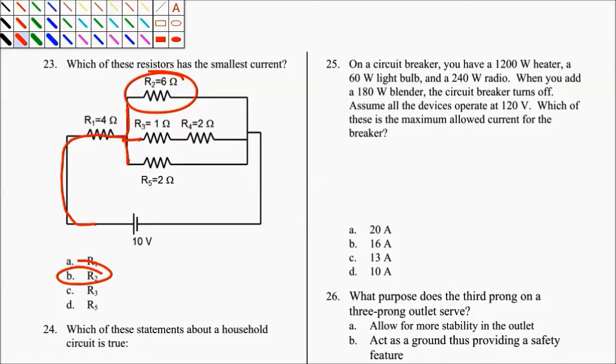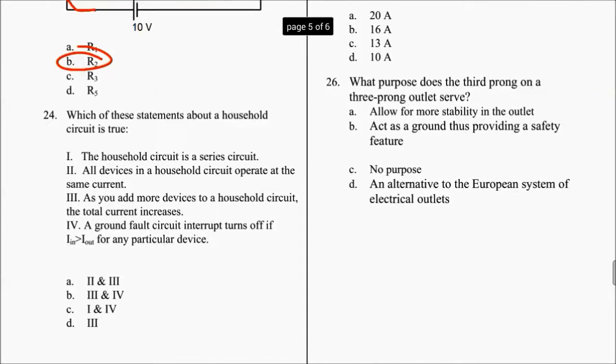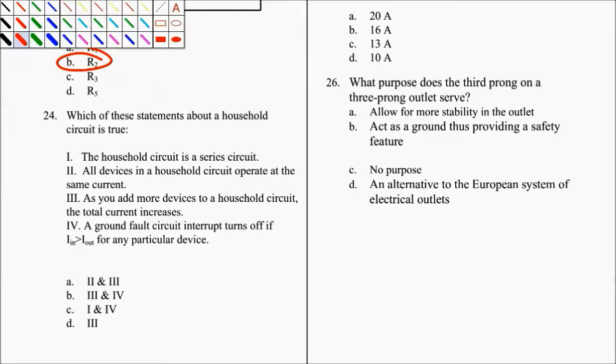Which of these statements about a household circuit is true? The household circuit is a series circuit. Not true. All devices in a household circuit operate at the same current. Also not true. As you add more devices, the total current increases. That is true. The ground fault circuit interrupter turns off if I in is greater than that. That is true as well. So 3 and 4. B is correct.